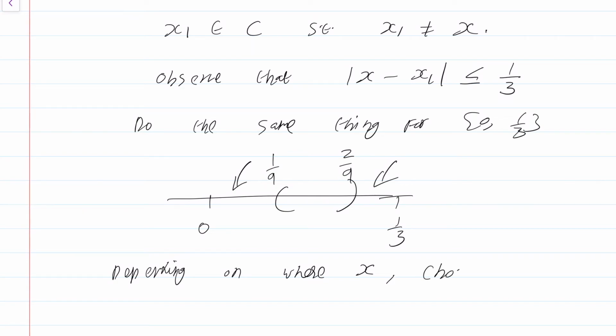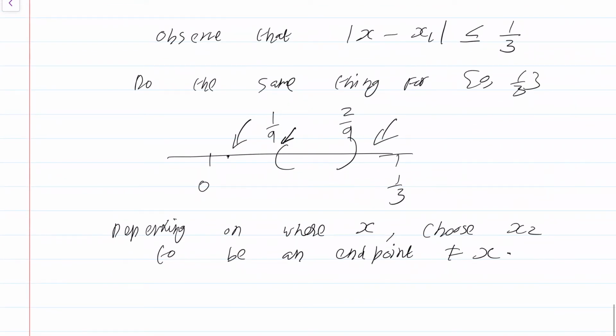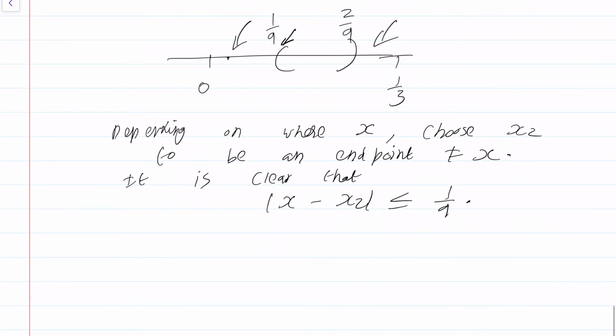Choose x2 to be an endpoint not equal to x. So if x was actually somewhere here, you could have chosen this 1 by 9 as the choice of x2. Okay. It is clear that mod x minus x2 is less than or equal to 1 by 9.